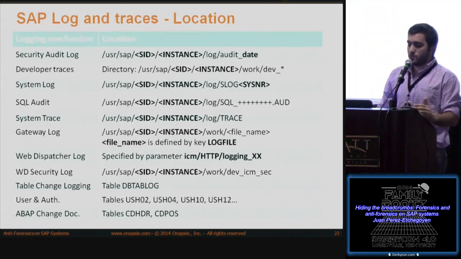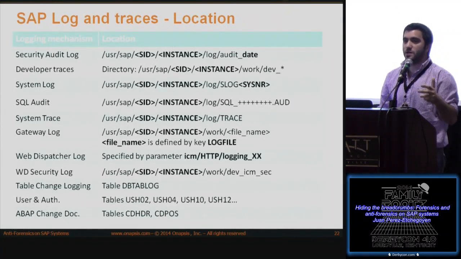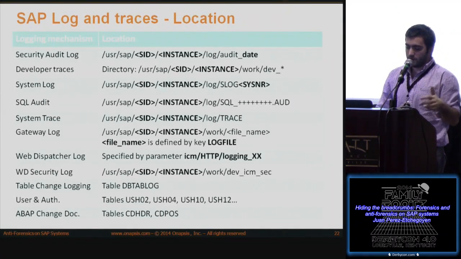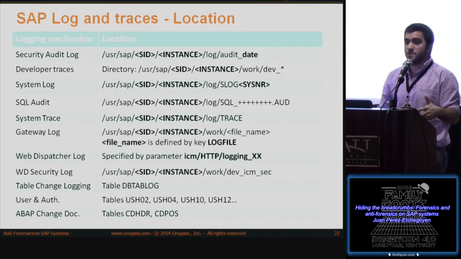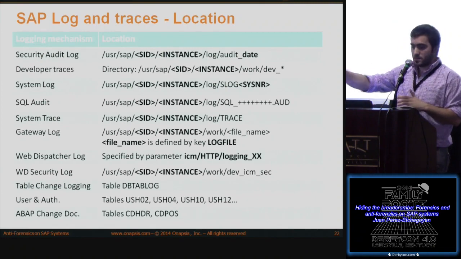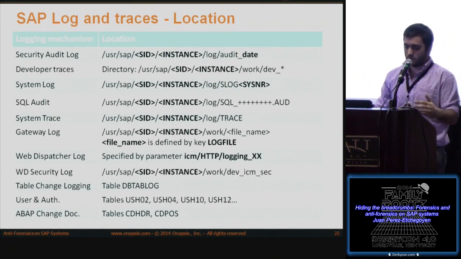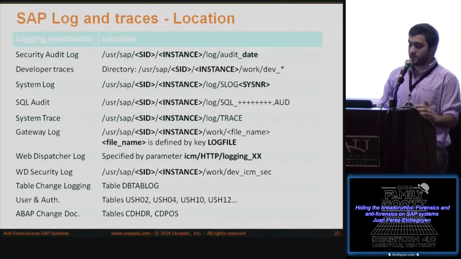So this is for you to keep as a reference, SAP logs and traces. What's important here is we need to be aware of the limitations of each one of these. For example, change documents, user authorization change documents, table change logging, those are all tables. However, the security audit log and developer traces are all files on the file system. So we need to properly size the system to avoid reaching the limit and losing events in between. This is just for you as a reference.